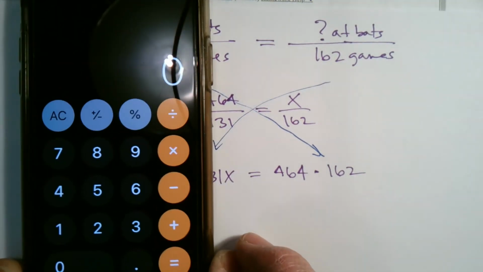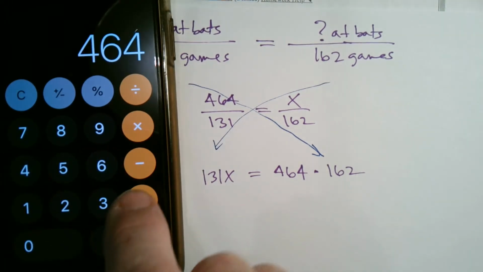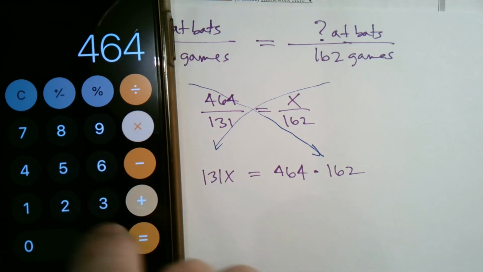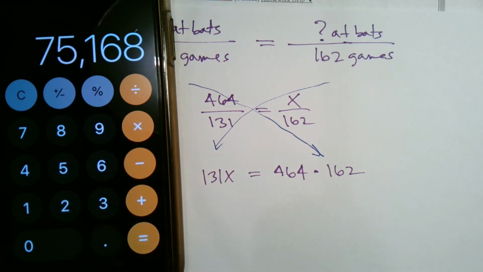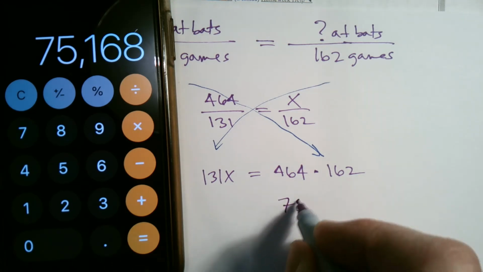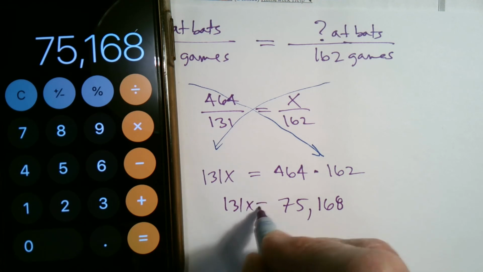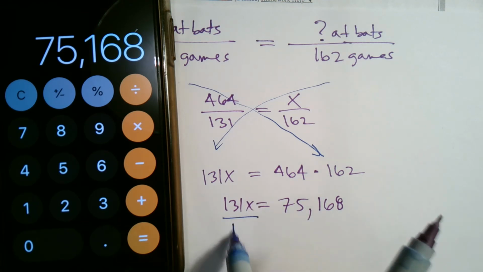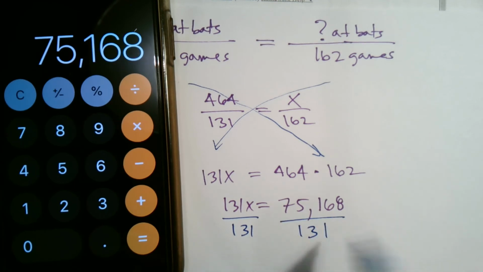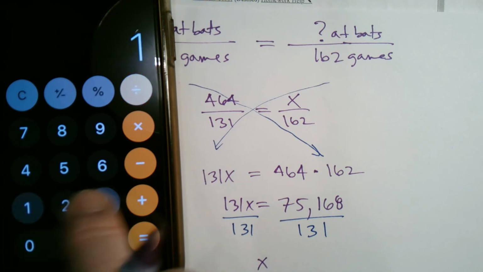So here's the multiplication, right? So we're looking at 464 times 162. And that gives me 75,168. So now I have 131x equals 75,168. So now at that point, it's divide both sides by 131. I'm solving for x. So I can then take that and divide by 131.